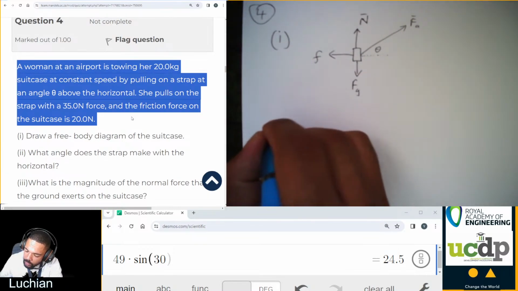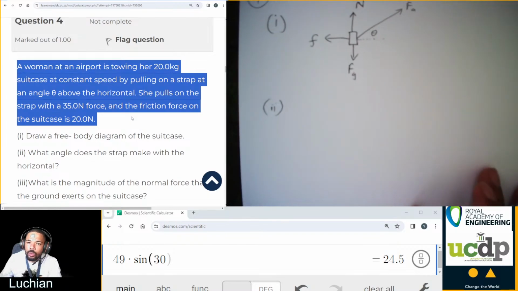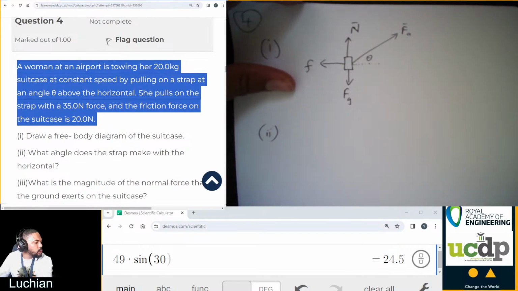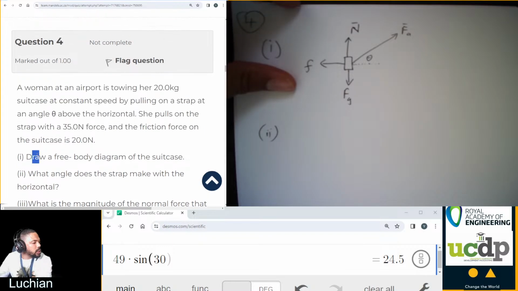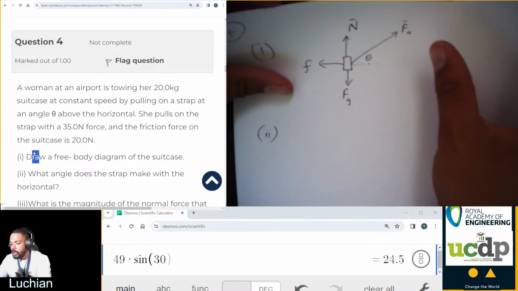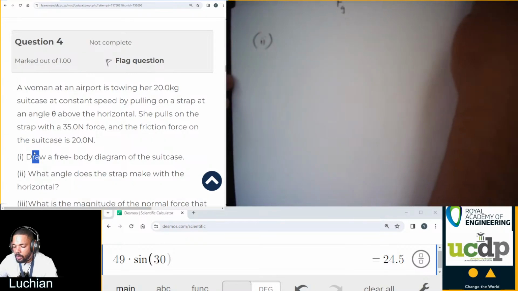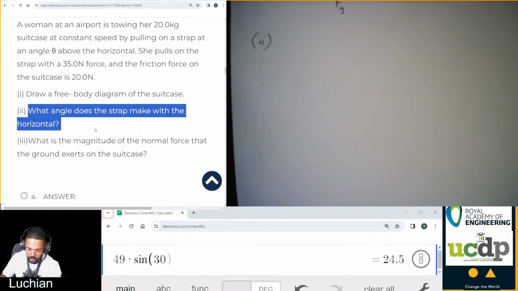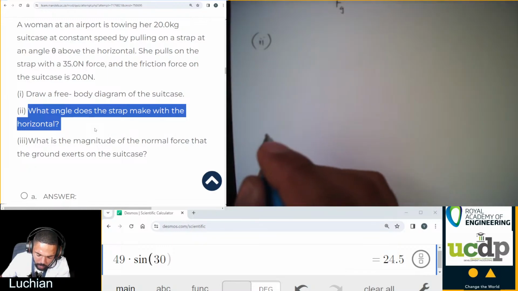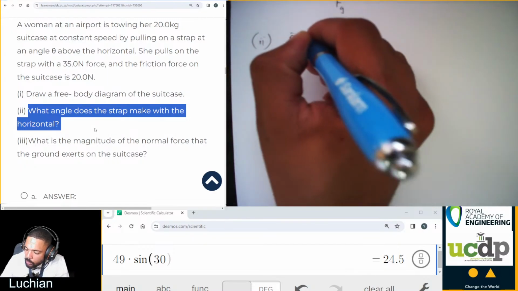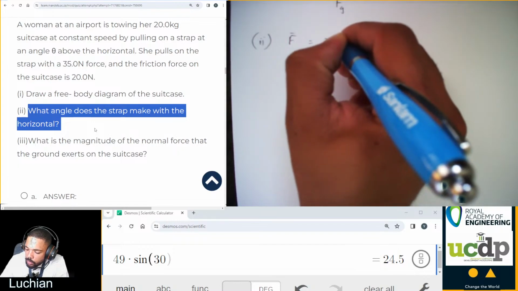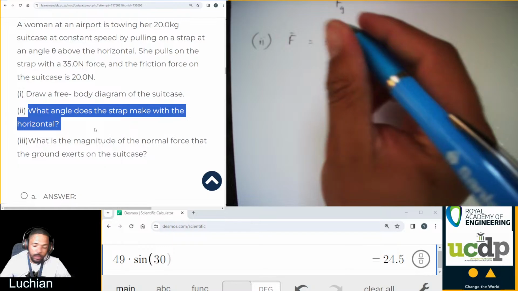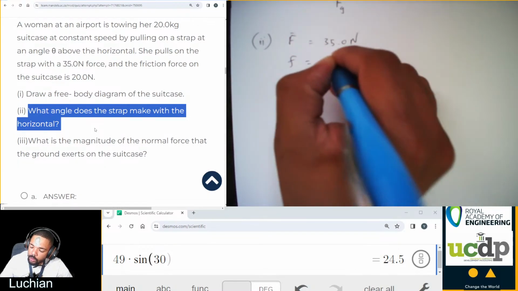So for 2, they want us to calculate, what angle does the strap make with the horizontal? So they want to calculate theta. Okay, so let's plug in what we know. We know that the force that she pulls it with is 35 newtons. So she's pulling with 35 Newton force. The force of friction is 20 newtons.